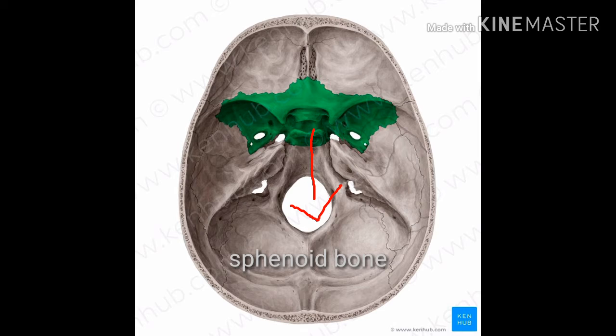Sphenoid bone. The butterfly-shaped sphenoid bone spans the width of the cranial floor. The sphenoid is considered the keystone of the cranium because it articulates as the central wedge with all other cranial bones. It consists of a central body and three pairs of processes: the greater wings, the lesser wings, and the paired pterygoid processes.